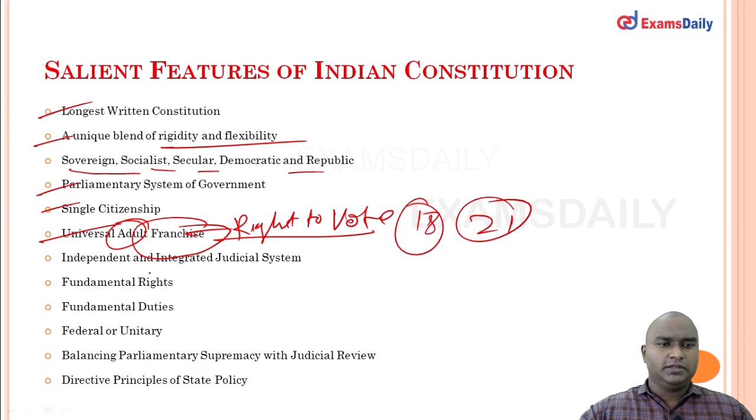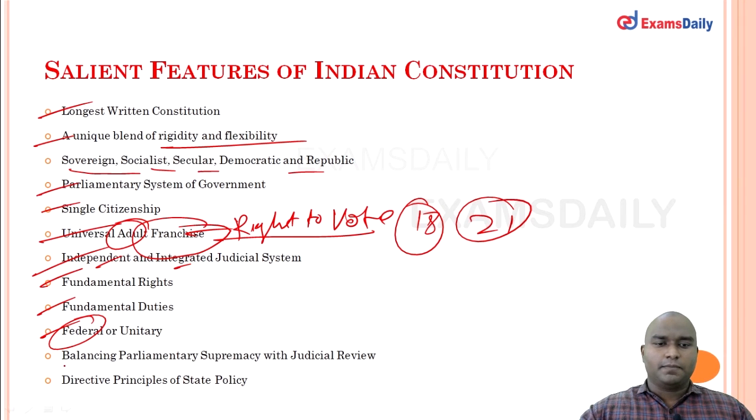Then independent and integrated judiciary system. We are going to see how the judiciary system is independent as well as integrated. And finally, fundamental rights, part 3, fundamental duties, part 4A, and federal system or unitary system. Okay, we are going to see what is federal. By understanding federal, we can know what is unitary.